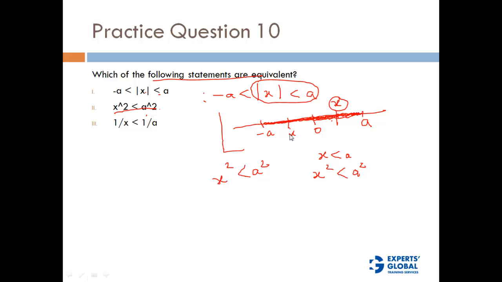If x is going to be negative, but it is still falling in this region between minus a and a, we can still say that x square is less than a square. It doesn't really matter whether x is in the positive region or negative region, because we are talking about x square. Even if it is falling here, its absolute value is going to fall in this area, and we are going to maintain this inequality as x square less than a square. So both these things are indicating the same relationship between x and a. So these two statements are equivalent.